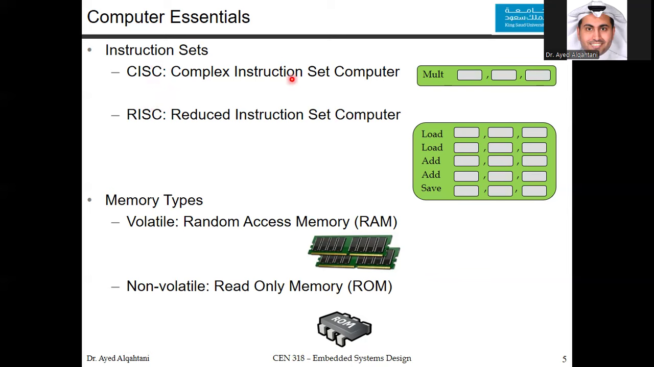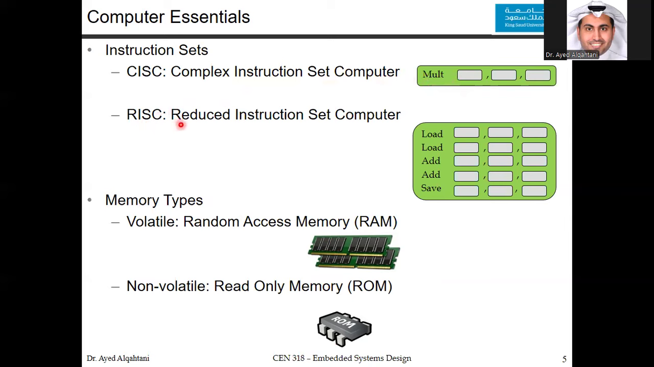The CISC is the complex instruction set computer. This is one example where you have a multiplication instruction, and it has two variables that you multiply together and you store the result in another variable. We all know that multiplication is basically repeated addition, so it's a complex instruction compared to simple addition. And in CISC computers, or CISC ISAs, you have many instructions of this type.